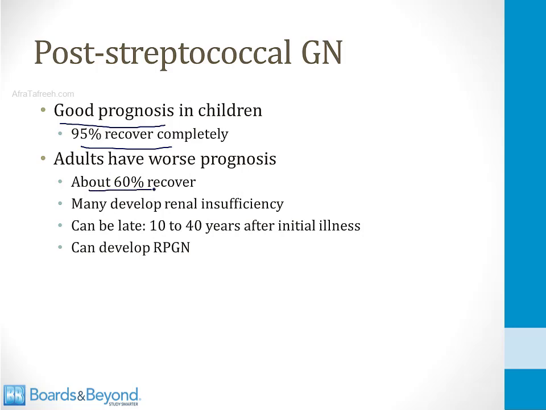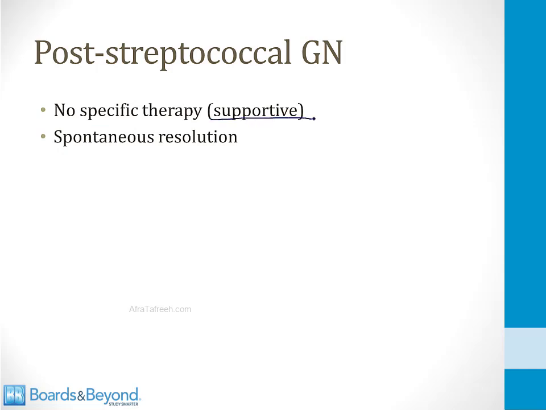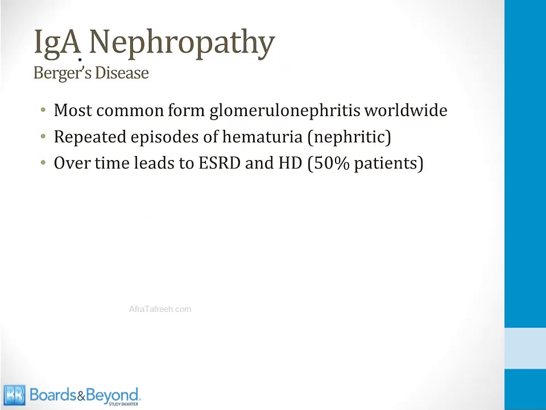Only about 60% recover. Many develop renal insufficiency, and this can even occur late, 10 to 40 years after the initial illness. In addition, some adults go on to develop rapidly progressive glomerulonephritis, which we'll talk about in a few slides. Therapy for this disorder is supportive, meaning there's no specific therapy, and for those patients that recover, spontaneous resolution occurs over time.